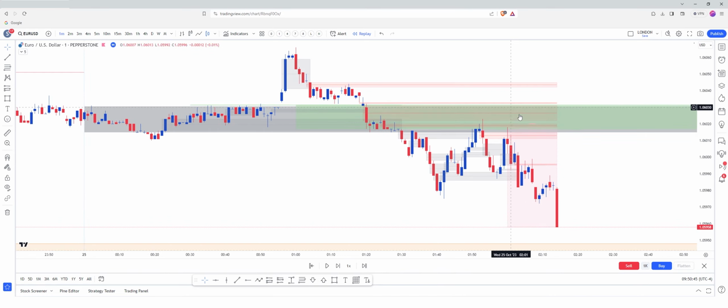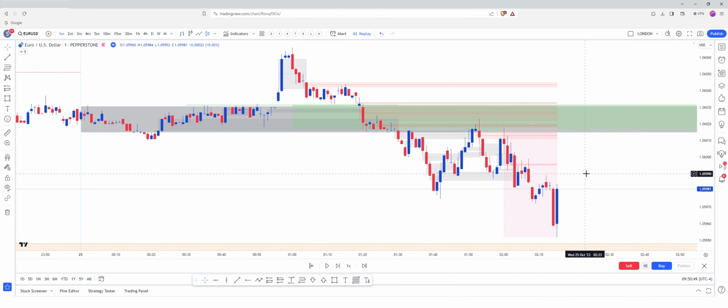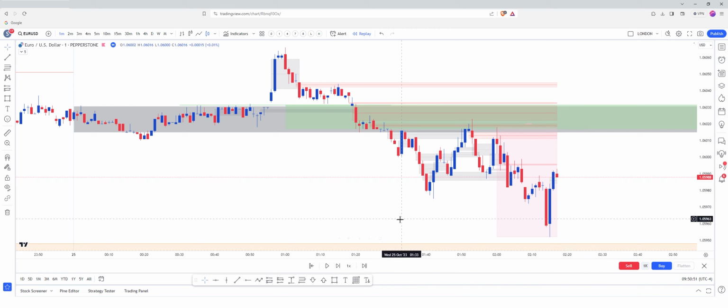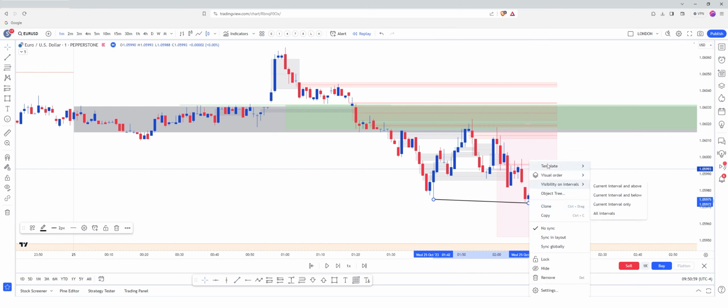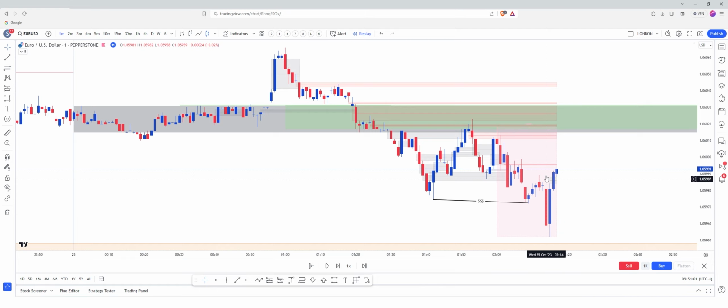And basically, I'm looking for a reaction around this area. So what we've done here is we had some relative equal lows. And then we've aggressively swept those lows. We're pulling back into this range.